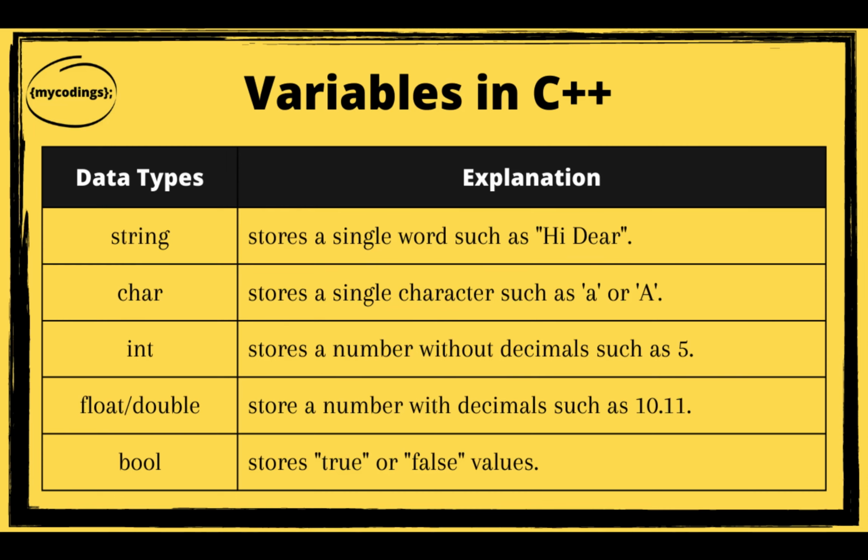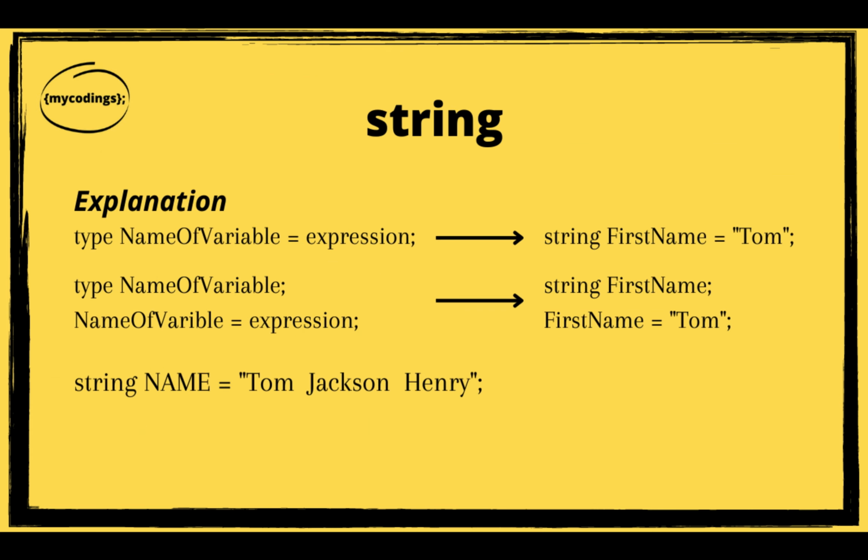Today we are going to talk about the variables in C++. So we are going to do 5 main variables, which is basically a string, char, int, and float and double, as well as bool. So let's get into the string. So string is basically used to store the word.